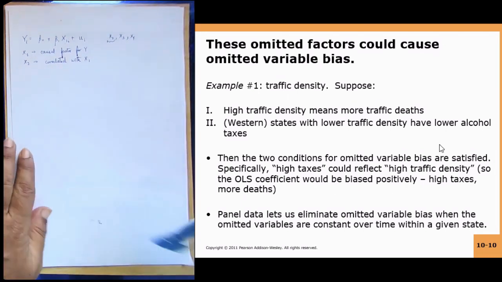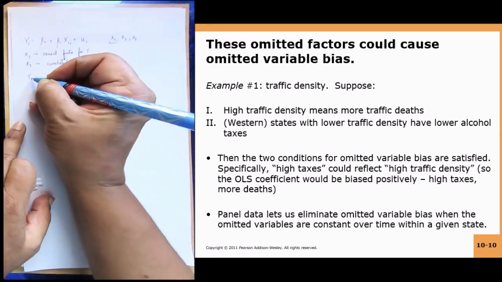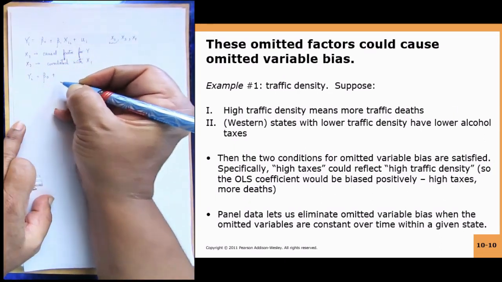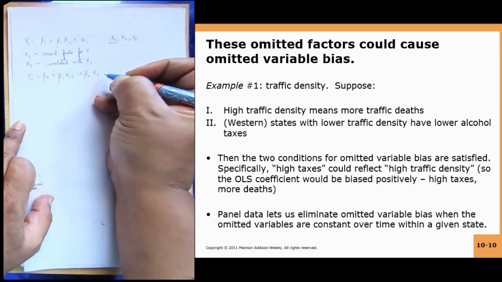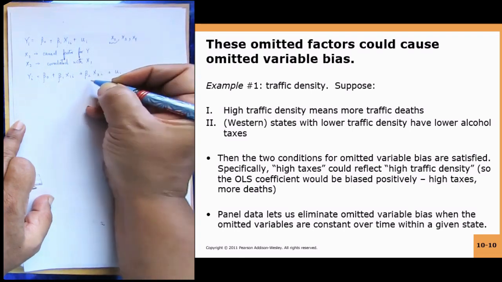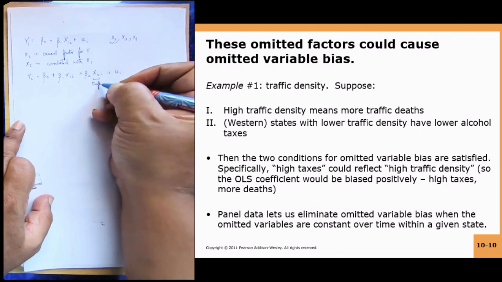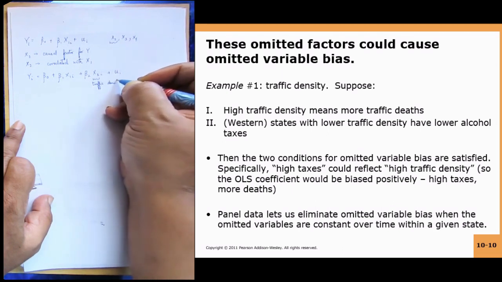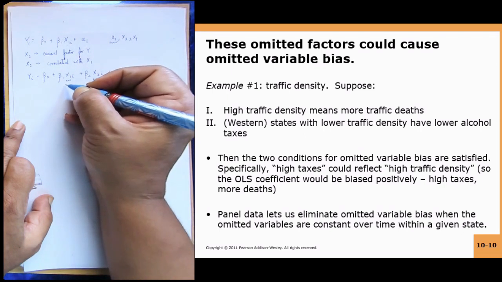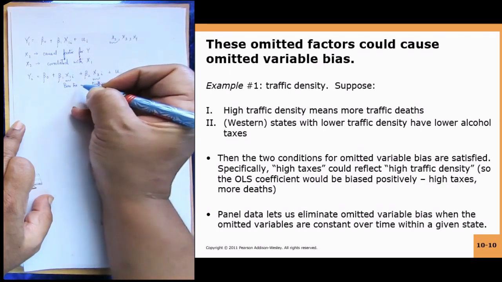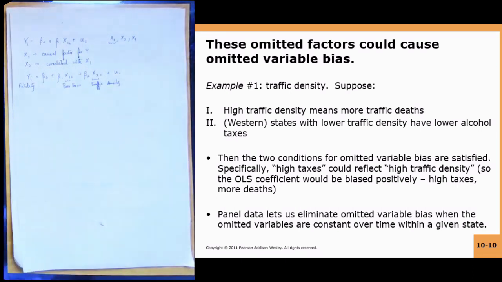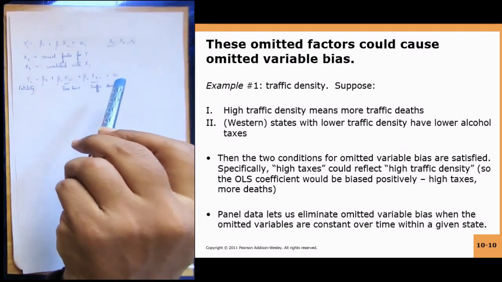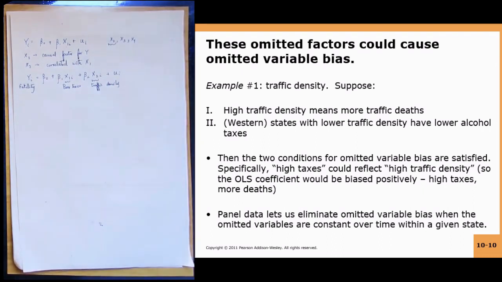So what should we have done if we were not looking at panel data? We would have included this variable. So we would have said yi equals beta 0 plus beta 1 x1i plus beta 2 x2i plus ui, where x2 is now traffic density, x1 is beer taxes, and yi is fatality. Like this, we could include all of these other variables that we talked about.